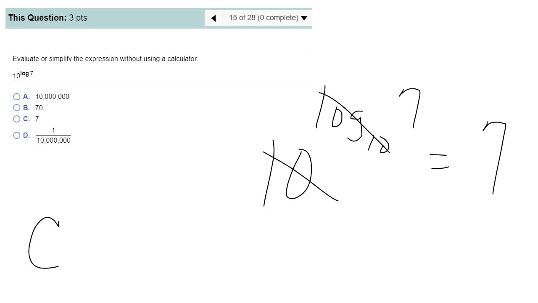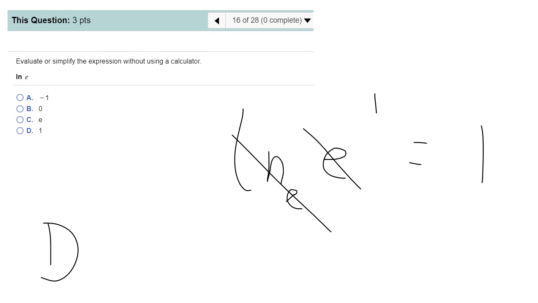On question 15, you could again use the inverse property. It's a very good property to know. The reason it works is because the log has no base written behind the log. That means it's assumed to be a base 10 or common log. That means the two 10s would cancel, leaving 7, which is answer C.